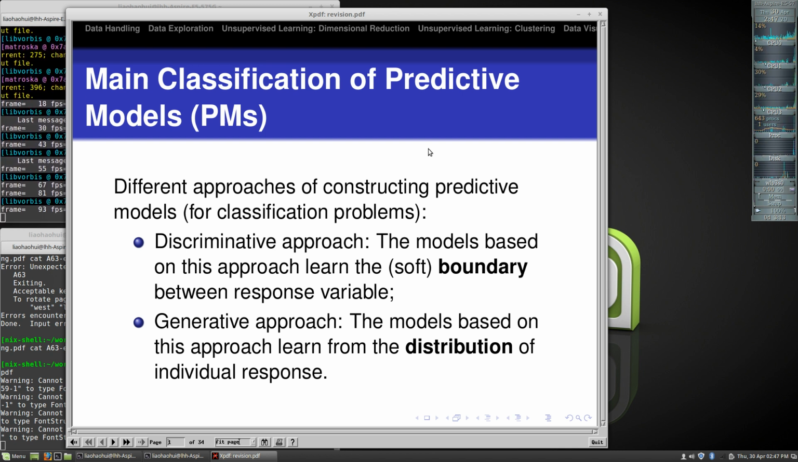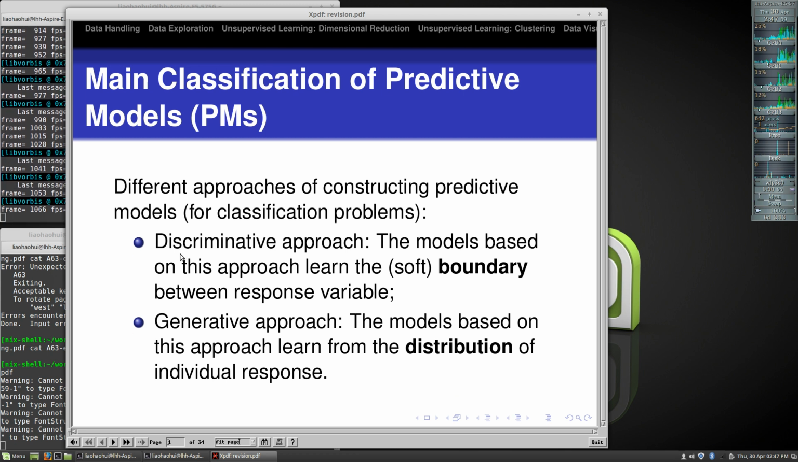It is time for our revision. So we have learned quite a few predictive models. How can we classify them? We'll follow the mathematical approach, that is, how the predictive models are being constructed mathematically, to actually classify the predictive models we have learned.